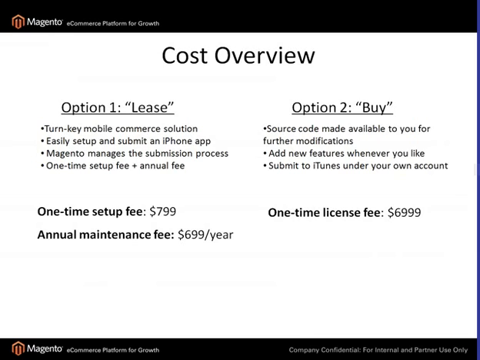Option 2 is the buy option. That's when you get the source code, one-time fee. We don't have a recurring fee on that. You can work with an agency, or you can have your own in-house developers work on the solution here. And you can even submit it to iTunes under your own account. So if you don't want it to show as submitted by Magento, you want it to show as submitted by your brand, you can do this as well.